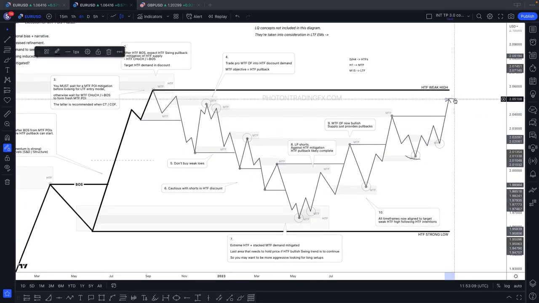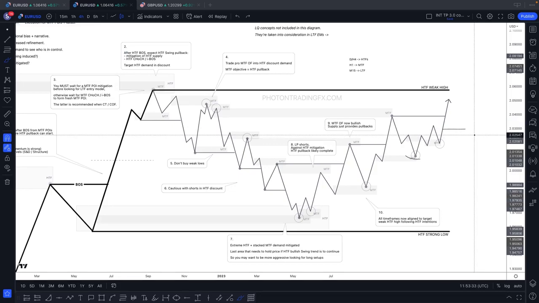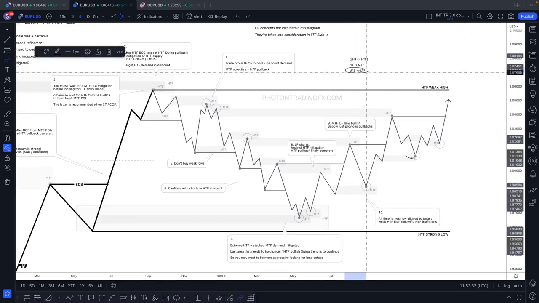Once price mitigates into those H1 POIs, for example here, I will be looking for an M15 entry model. You wait for the liquidation, i.e. if there is no lead, you can wait for entry models like the fake break, the equals. You have a lot of things to play with, but they all need to be visible on M15. And I want to make this very clear.